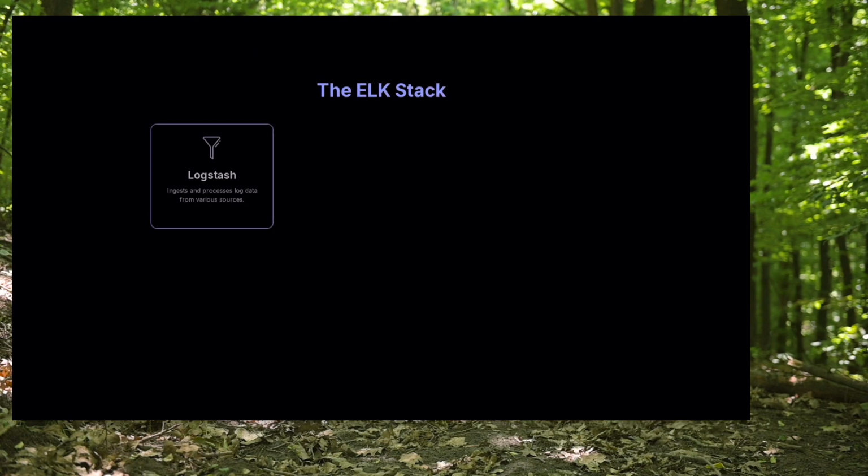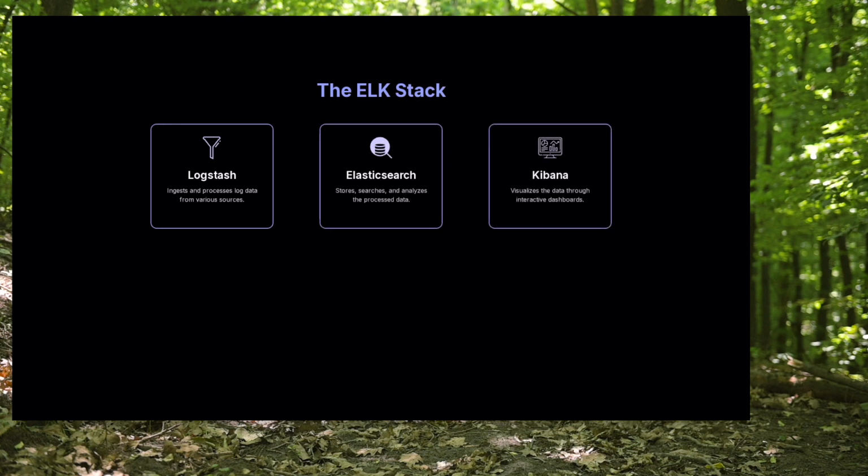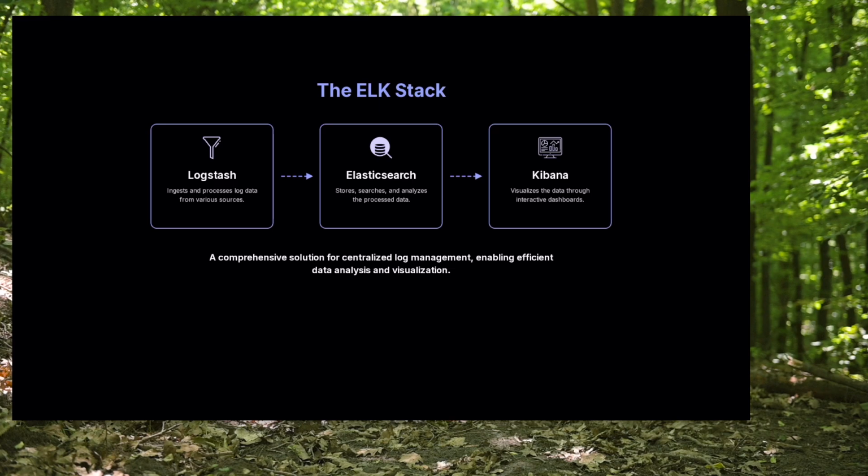For logging, the ELK stack, comprising Elasticsearch, Logstash, and Kibana, offers a comprehensive solution for centralized log management. This powerful combination allows for efficient ingestion, storage, and visualization of vast amounts of log data.